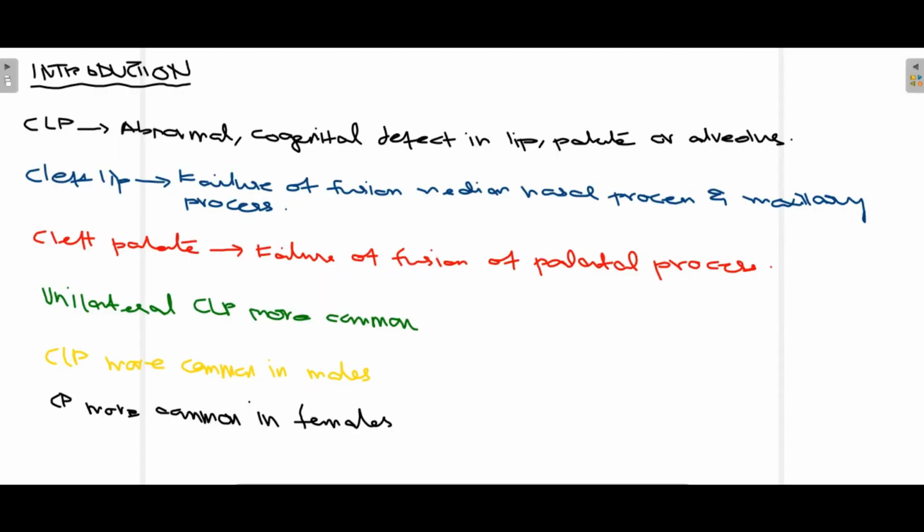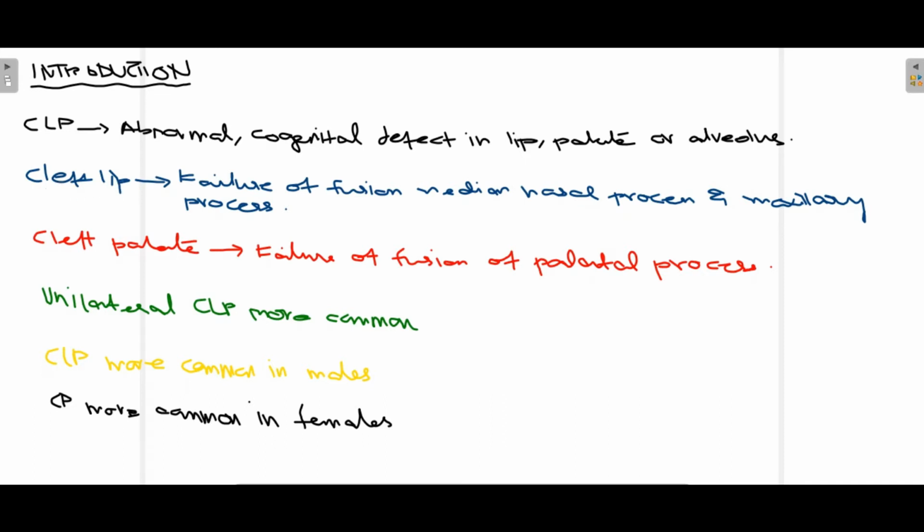CLP, which is the short abbreviation for cleft lip and palate, is an abnormal condition that is present congenitally, that is, a patient is born with cleft lip and palate, and the defect can be present in the lip, the palate, and the alveolus. Cleft lip and palate is defined as failure of fusion of the median nasal process, that is the medial part of your nose, and the maxillary process. When there is failure of fusion between these two processes, it results in cleft lip.